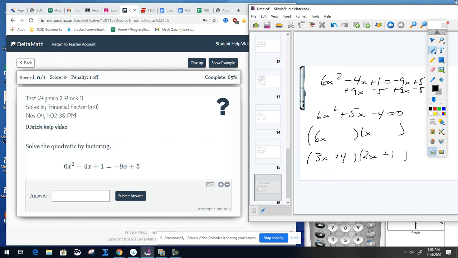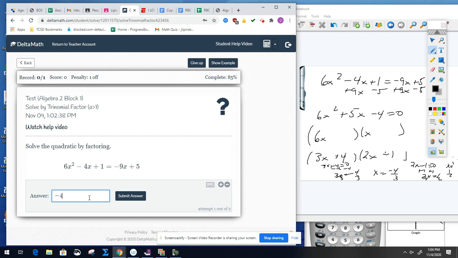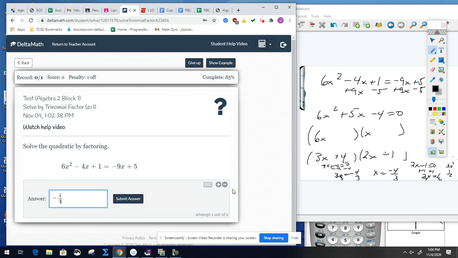So now I'm going to go ahead and set them equal to 0 and solve. So 3x plus 4 equals 0, subtract 4, 3x equals negative 4, divide by 3. I get x is equal to negative 4 over 3. This one, 2x minus 1 equals 0. I add 1, 2x equals 1. I divide by 2, and x equals positive 1/2. So my two answers are negative 4 over 3 and positive 1/2.